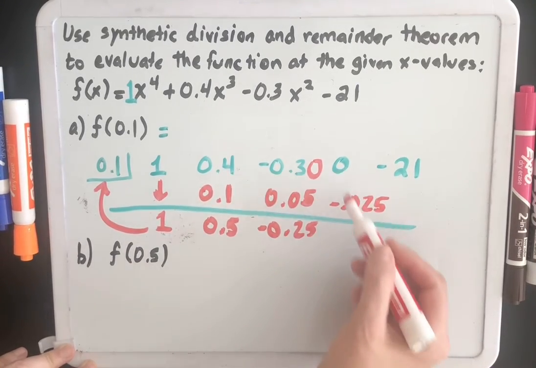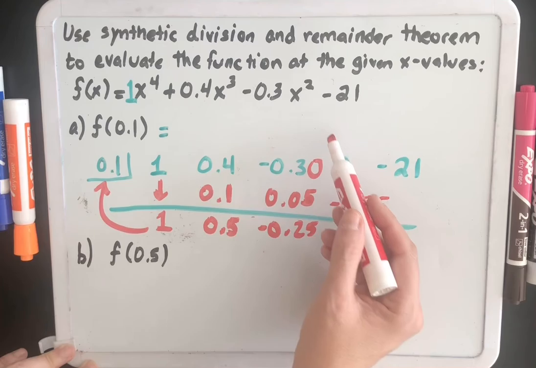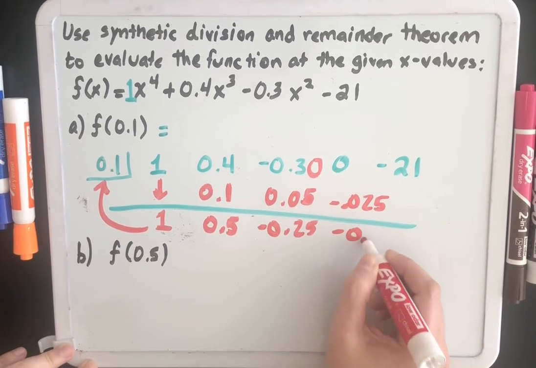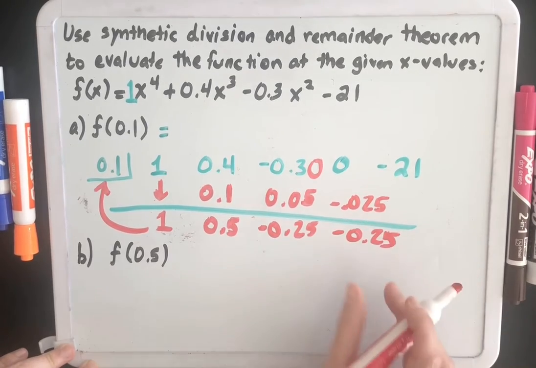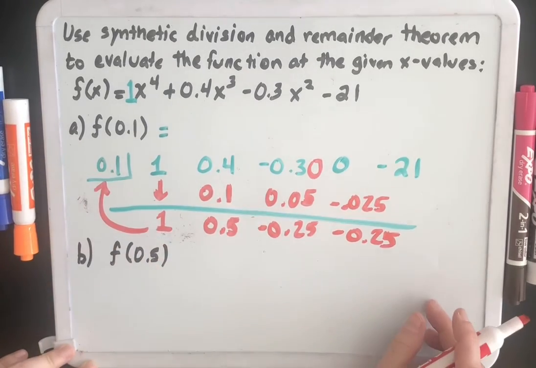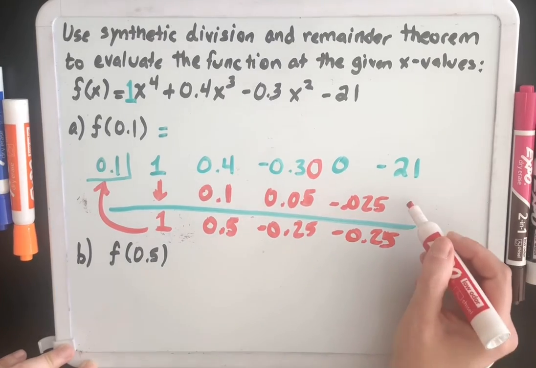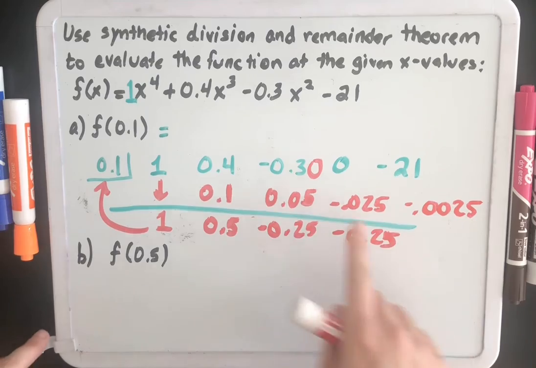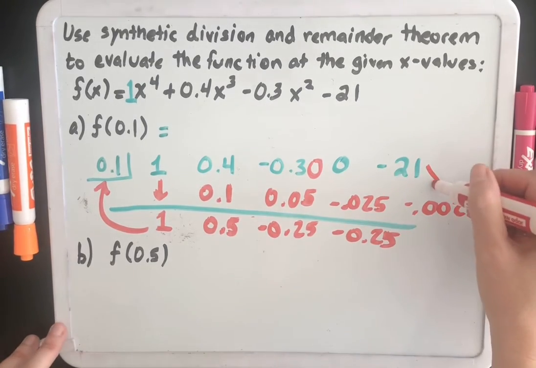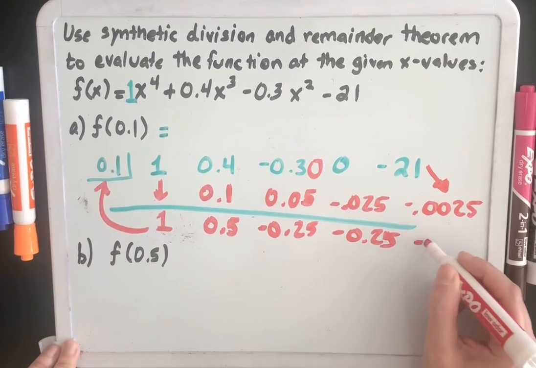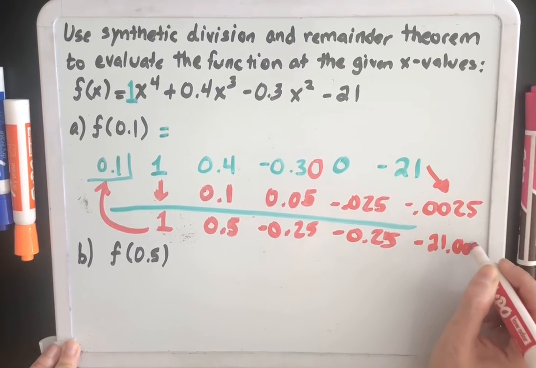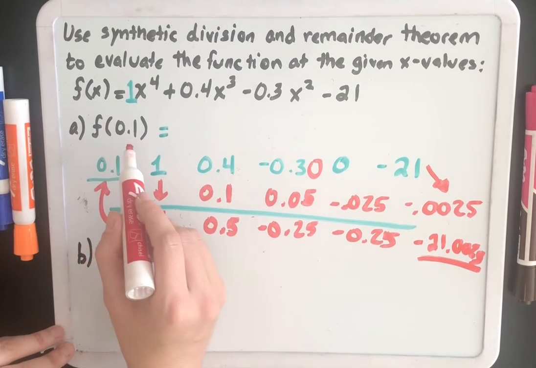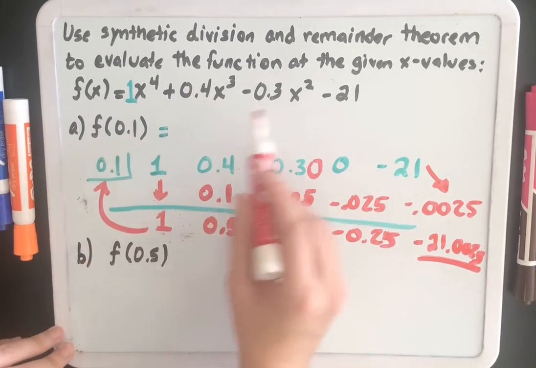But when you combine that with 0, because that was the missing term for the x term here, the missing coefficient for the x term, we get negative 0.25. Multiplying that by whatever's in the box, that's going to give us negative 0.0025. Again, proper form would be a 0 in front of the decimal always. And then adding that together with the 21 that's also negative produces our remainder of negative 21.0025.